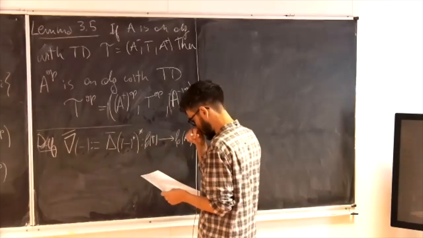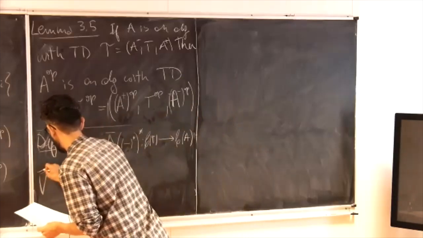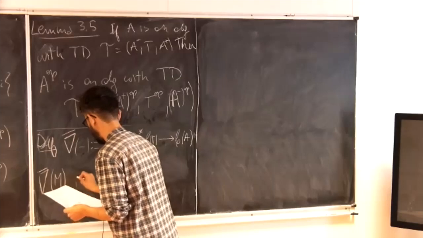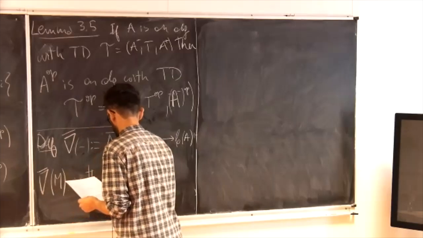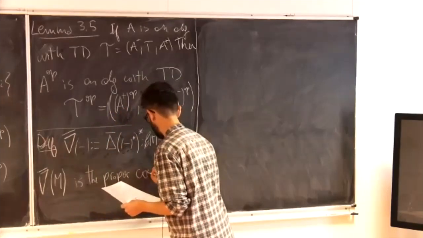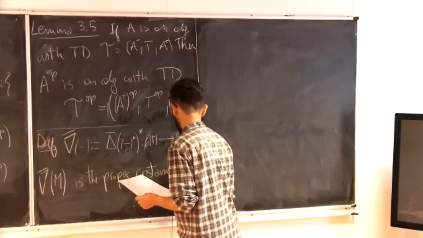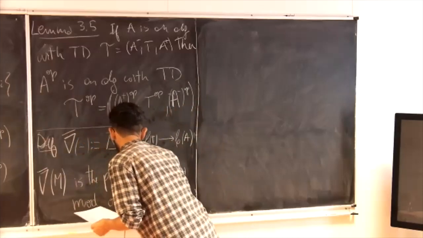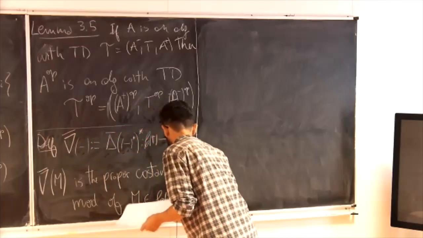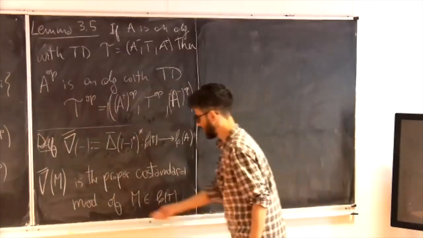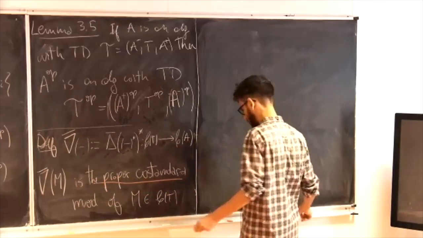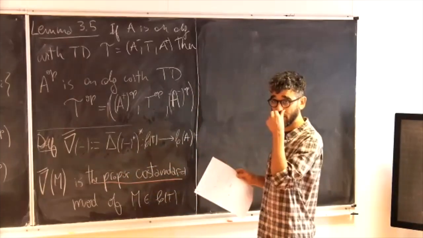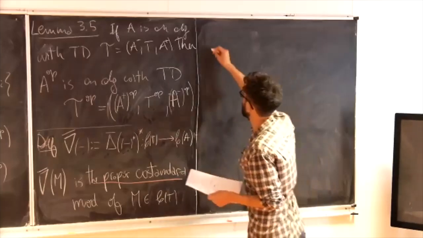In a minute I will be more explicit, but before that, we call nabla M the proper co-standard model, the dual of the standard model of M. So these are the proper co-standard modules. Now I will be more explicit about this construction, because it could be a little bit confusing.